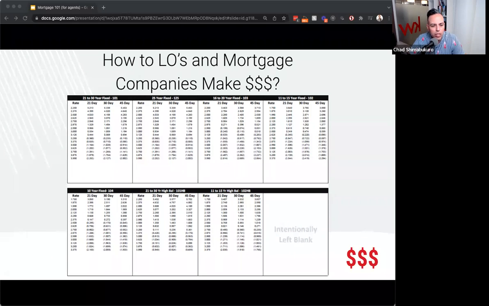So let's look at this. Let's look at the rate for a 30-day, which is that second column at 2.25%. You'll notice it says 5.338. So what does that mean? Well, any number on that is a percentage. That is the cost to get that rate.